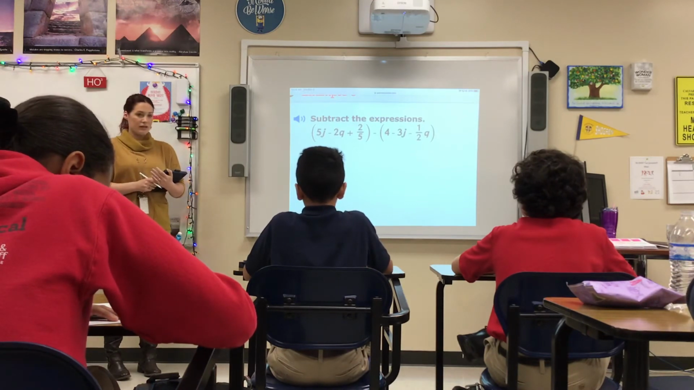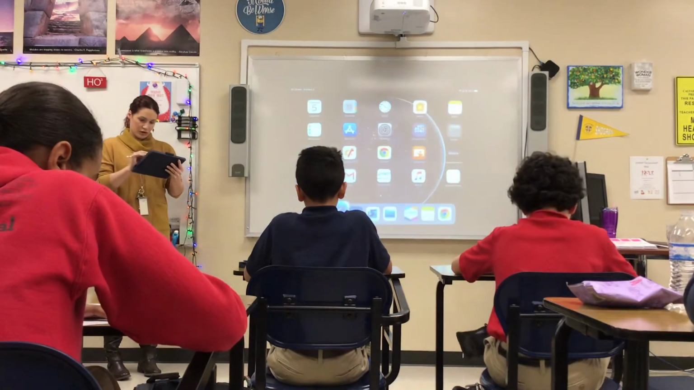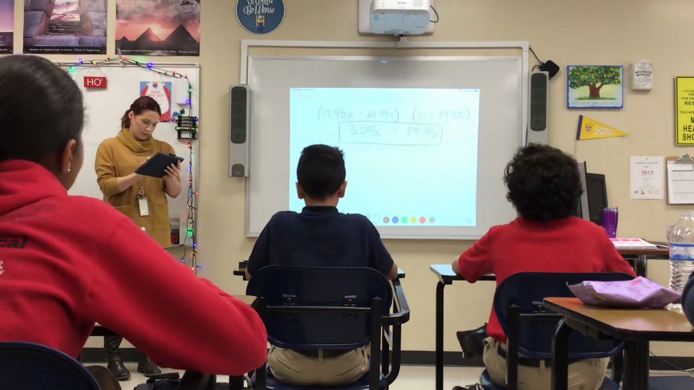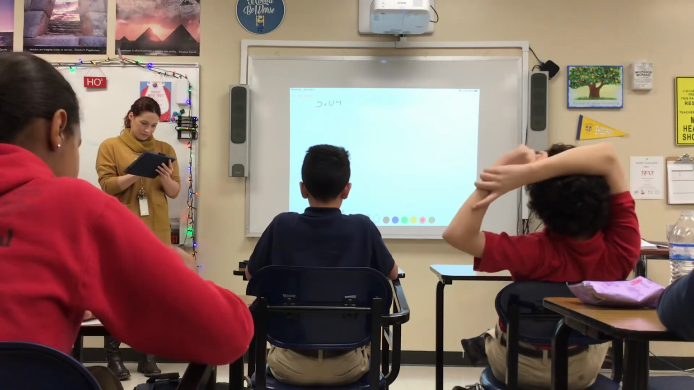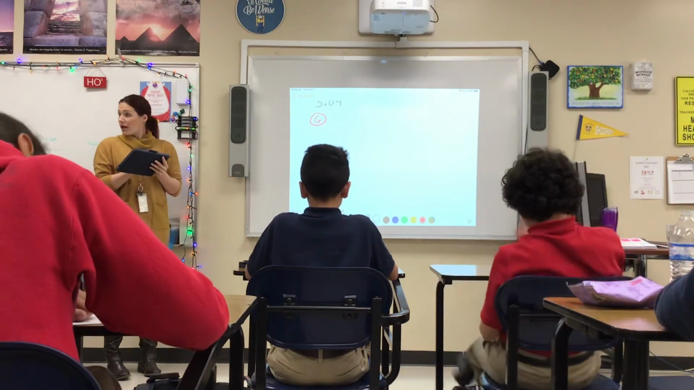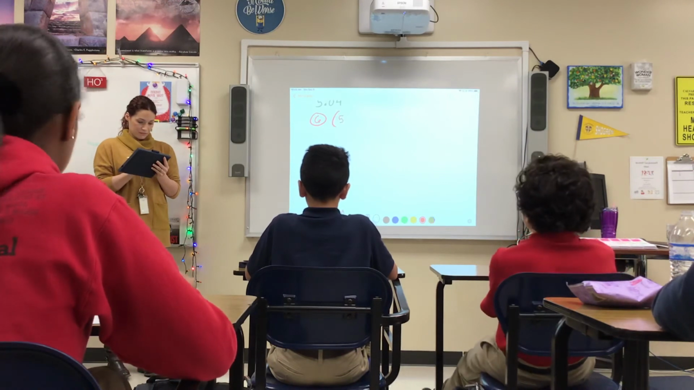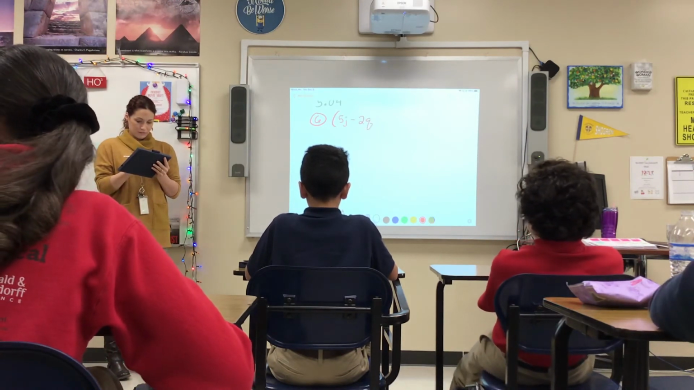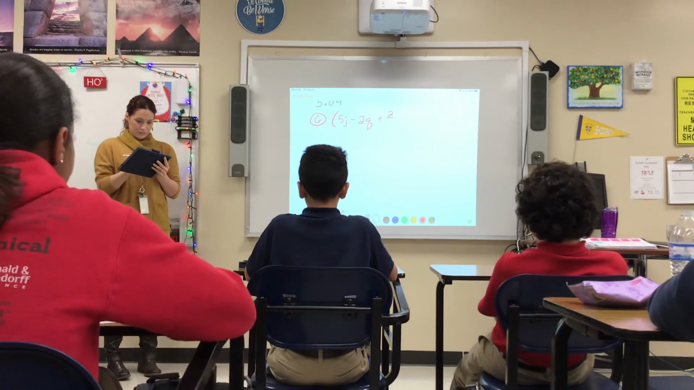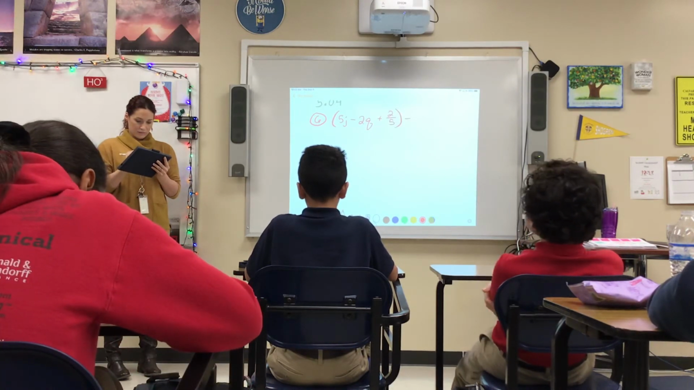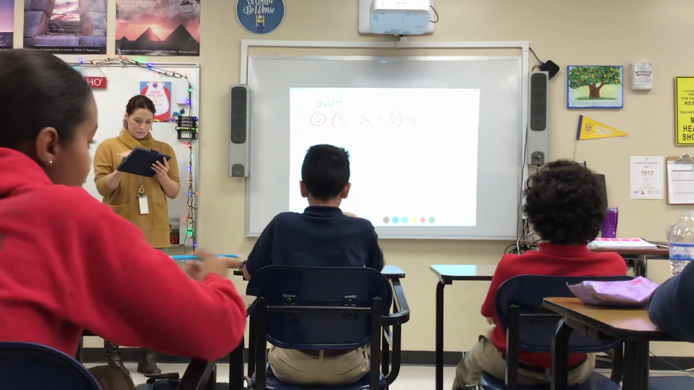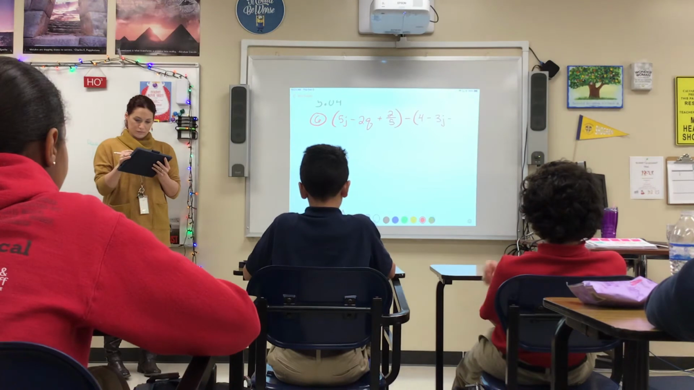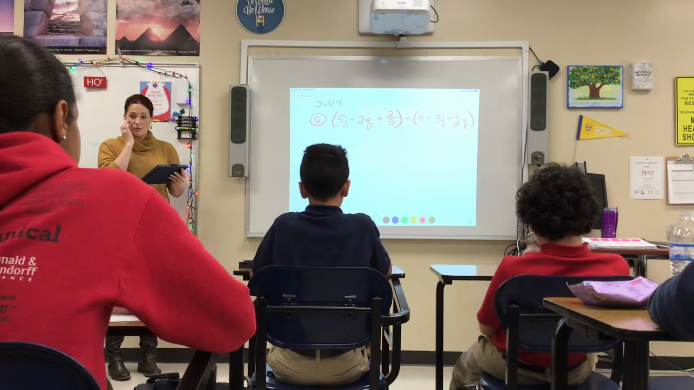Does somebody have it all written? Yes. Oh my gosh, that was a long problem. Okay, number 6. Eliana? Plus 2/5 and parentheses, 4 minus 3J minus 1/2 Q. Okay, so that's the rest of the problem. Go ahead and get it written out if you haven't yet.